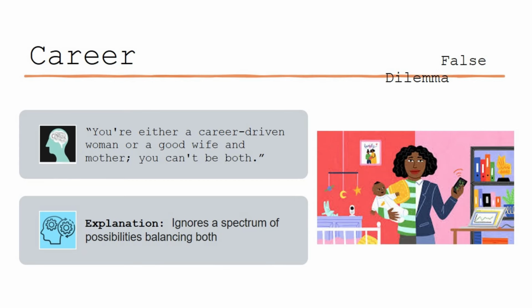Now, career. This example is about women. So, you're either a career-driven woman or a good wife and mother. You can't be both. So, here we are ignoring the grey spectrum in between where you can strike a balance. And that's an example of false dilemma.